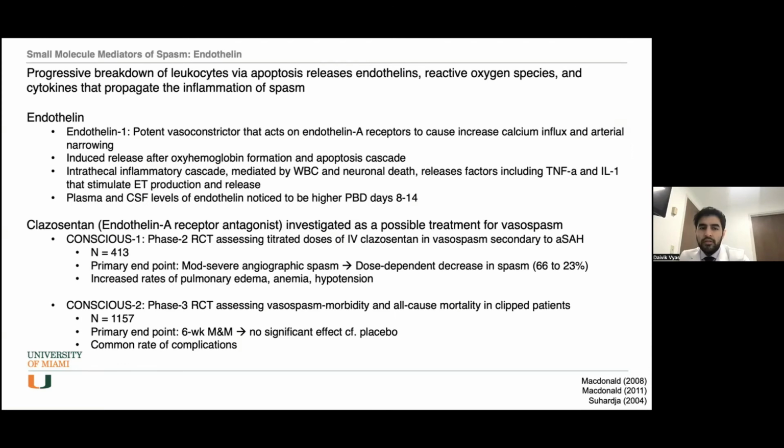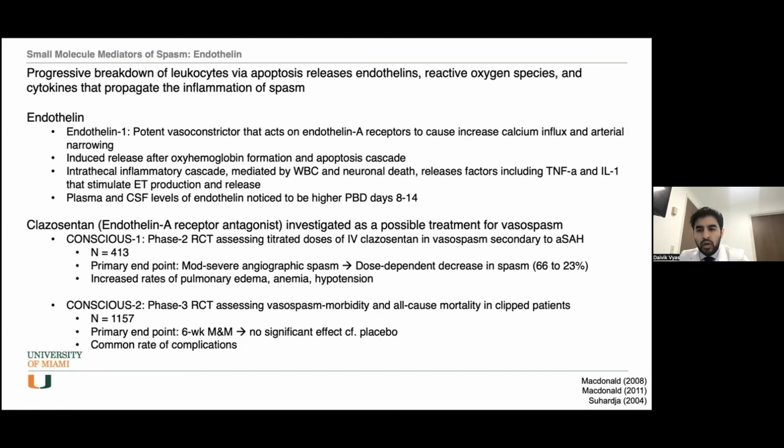The plasma and CSF levels of endothelin are noted to be higher in post-bleed days 8 to 14, which correlates with the initial peak of vasospasm and the latter half of the vasospasm window. And the prevalence of this literature actually has led to some major clinical trials which tried to investigate the use of endothelin antagonists as a possible treatment for vasospasm.